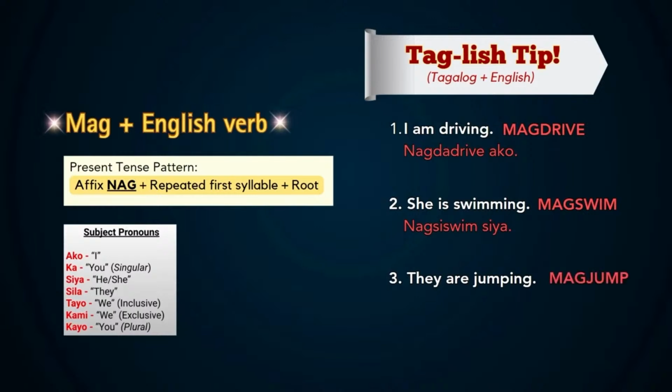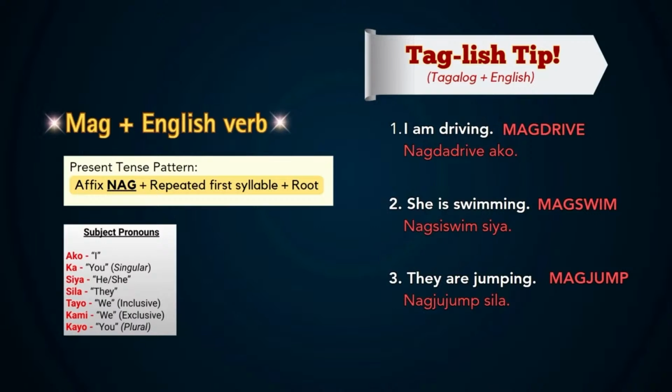Lastly, they are jumping. What if I told you to use the verb mag-jump? How would you write they are jumping in Taglish form? In Taglish, you could say, nagjajump sila. They are jumping. Nagjajump sila. So the affix is nag, then there's a repeated first syllable or sound, and then the root. Nagjajump sila.